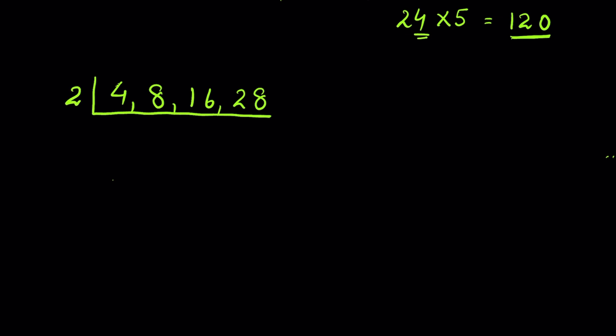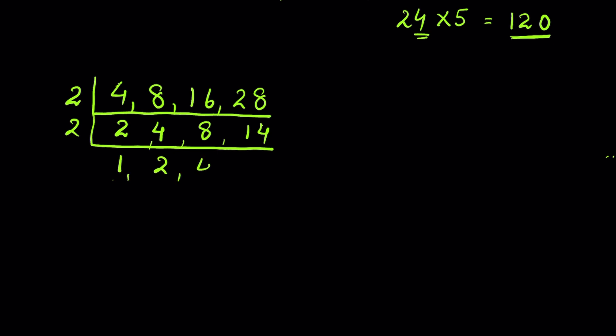2 times 2 is 4, we write the quotient here. 2 times 4 is 8, 2 times 8 is 16, and 2 times 14 is 28. Again we divide by 2 because all the numbers are divisible by 2. So 2 times 1 is 2, 2 times 2 is 4, 2 times 4 is 8, and 2 times 7 is 14.